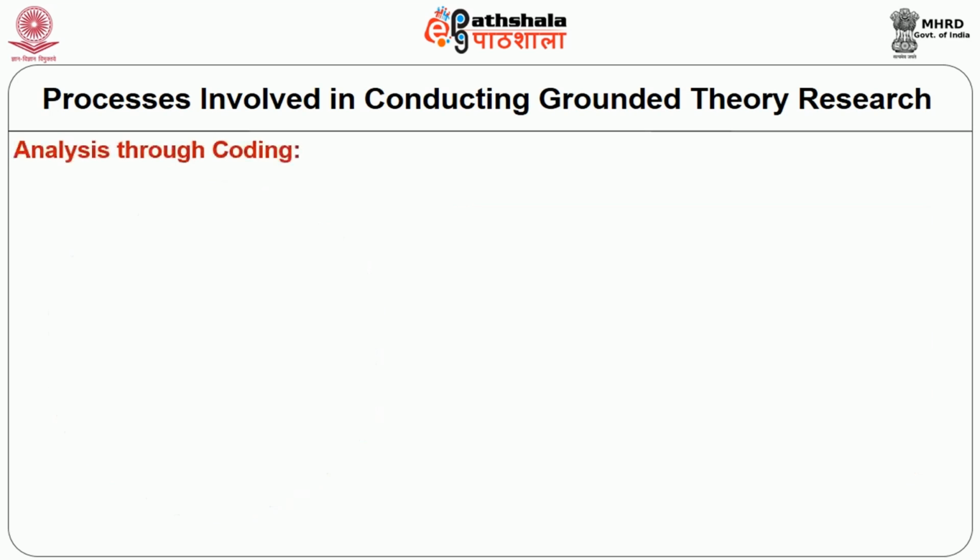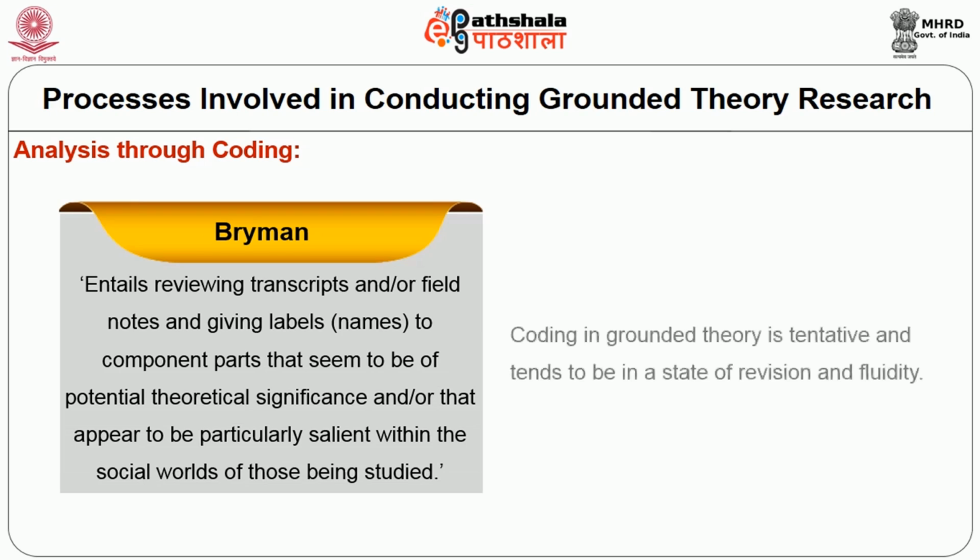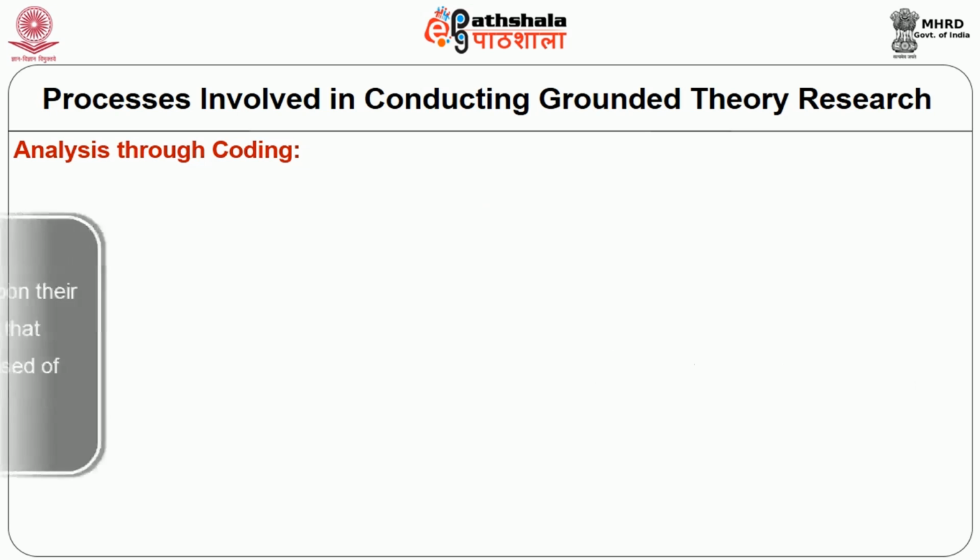Analysis through coding. Coding data is an important aspect of grounded theory. Coding, according to Bremen, entails reviewing transcripts and or field notes and giving labels to component parts that seem to be of potential theoretical significance and or that appear to be particularly salient within the social worlds of those being studied. Coding in grounded theory is tentative and tends to be in a state of revision and fluidity.